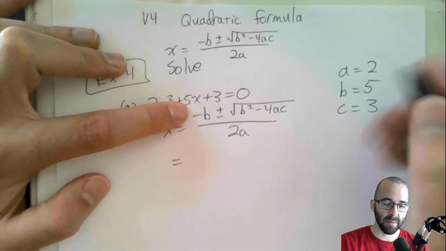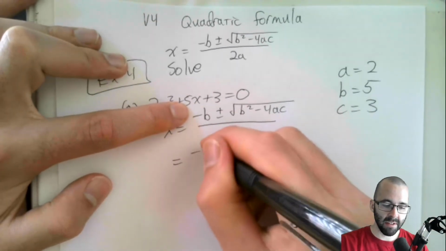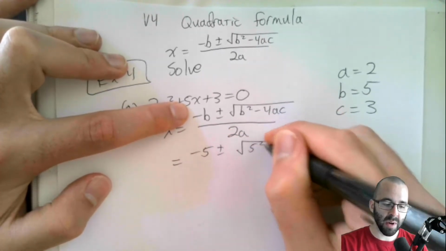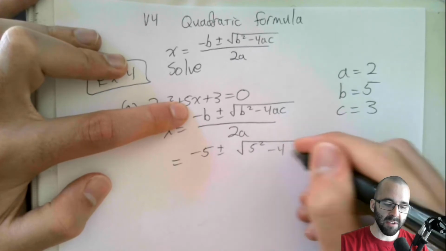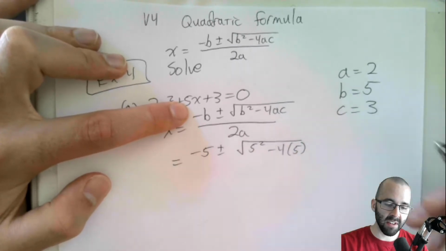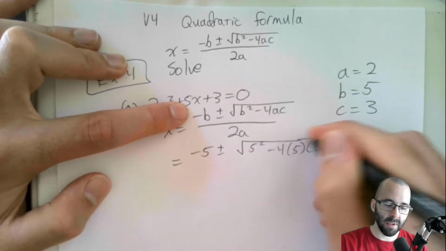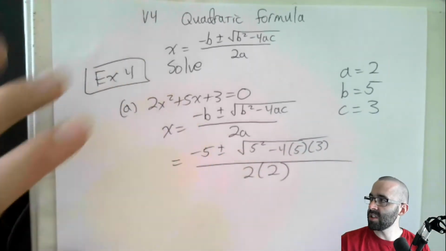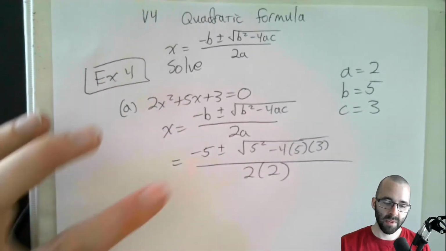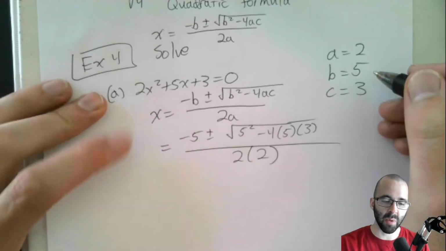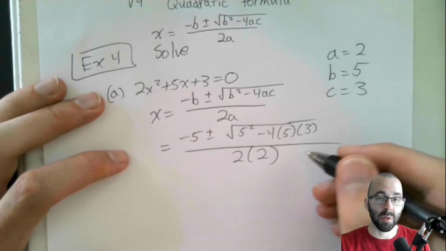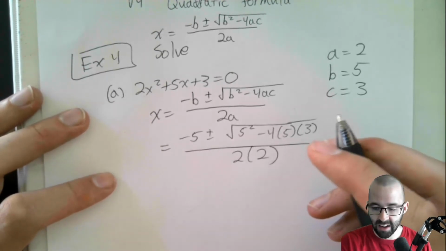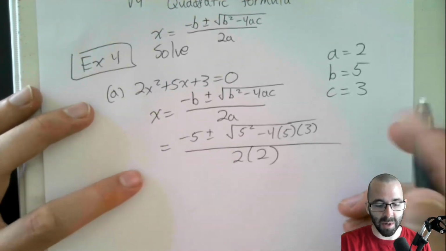Now we just replace them. Negative 5, plus or minus the square root of 5 squared, minus 4 times a, which is 5, times c, which is 3, all divided by 2 times a, which is 2. Okay, just replace all the letters with what they equal. And be very careful with parentheses, be very careful with minuses. Kind of lucky to not have any minuses here, but we'll have it in part B.